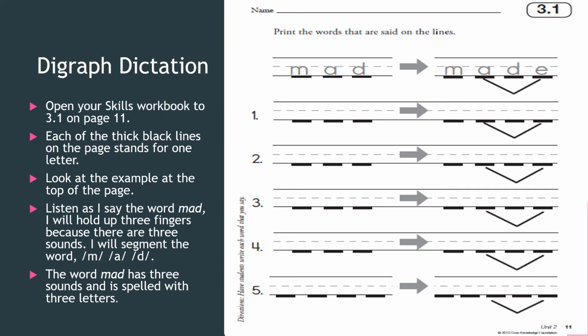Now, let's go back to our skills book. Open your Unit 2 skills book to workbook page 3.1. That's 3.1 in the upper right-hand corner. You will find this on page 11. That's 1-1 in the bottom right-hand corner. Don't forget to put your name on your paper. If you need more time, please feel free to pause this video and press play when you're ready.